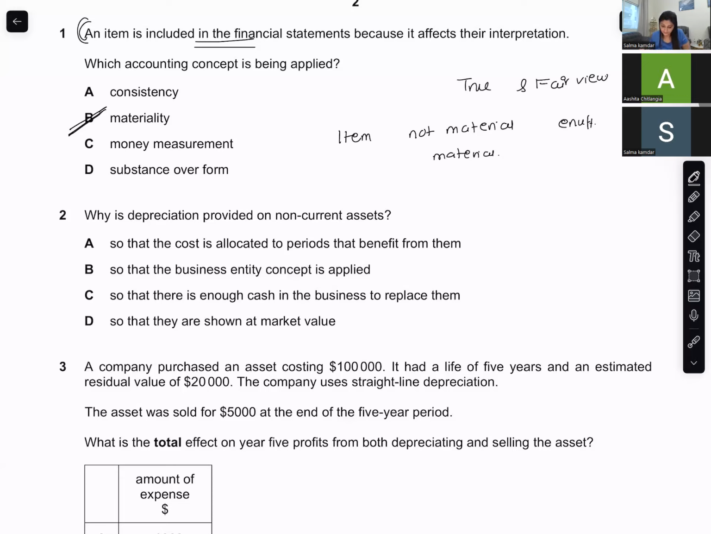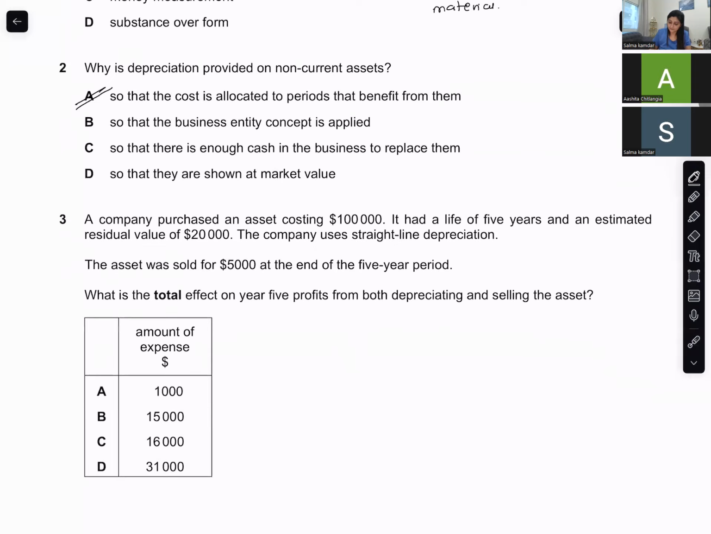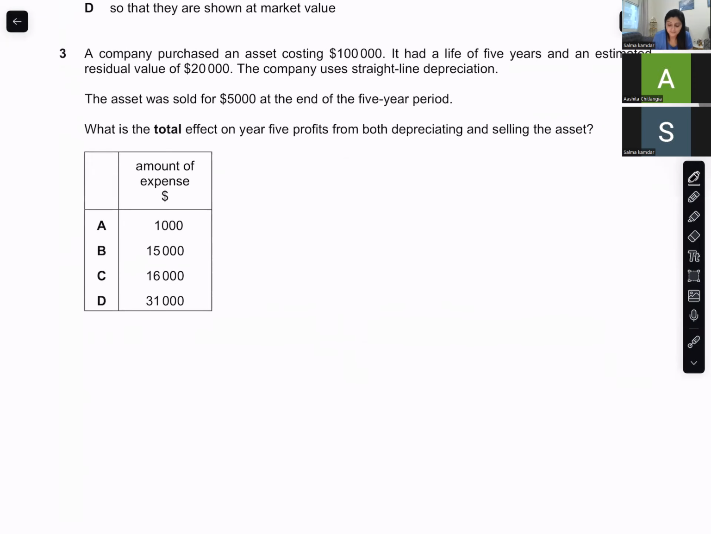Why is depreciation provided on non-current assets? Someone read. Why is depreciation provided on non-current assets? So that the cost is allocated to periods that benefit from them. Correct, only option A. Go to the next one.